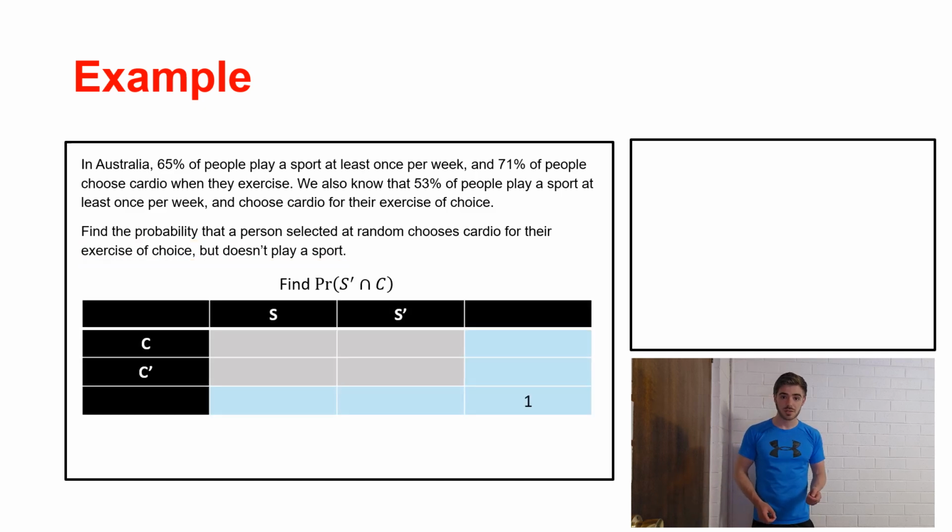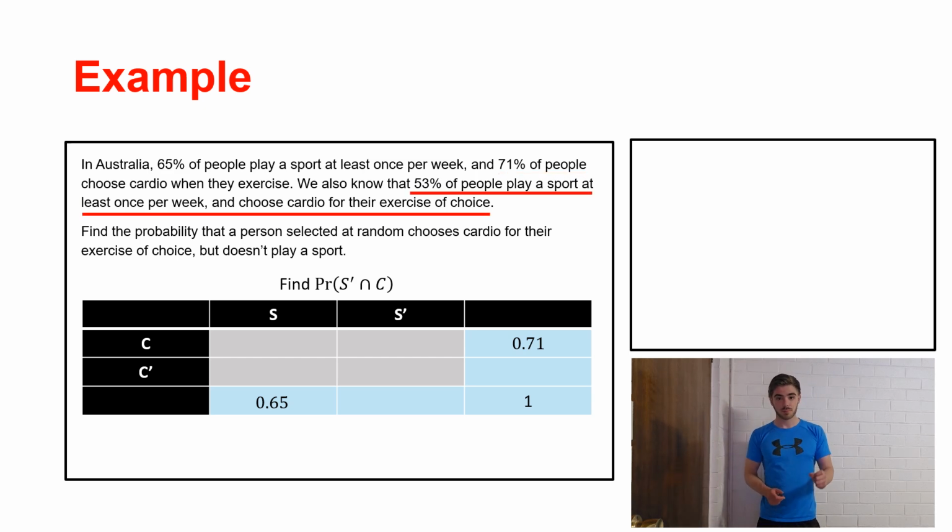I'm going to use S for sport and C for cardio. We're going to start by filling out all the probabilities that we already know. In this case, we're told that 65% of people play sport, so we know that the total of the sport column needs to add up to 65%. Next, we're told that 71% of people do cardio, so the total of that row that represents cardio needs to add up to 71%. The last statistic that we have is that 53% of people play sport and do cardio. The use of the keyword "and" implies an intersection of those two events, so we're going to put that statistic in the intersection between sport and cardio.